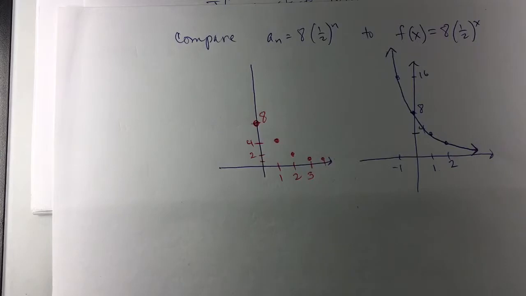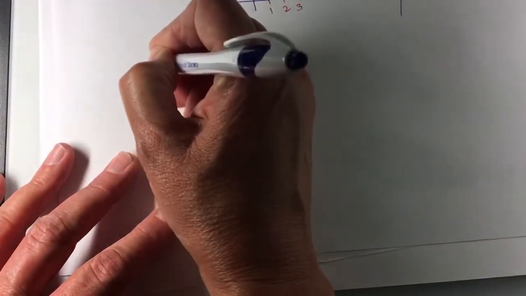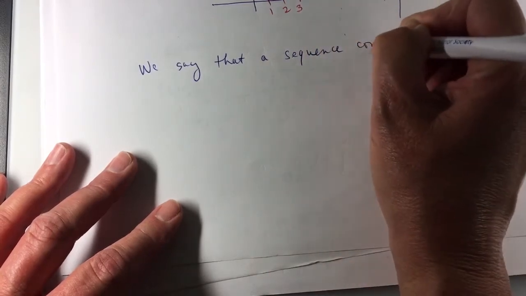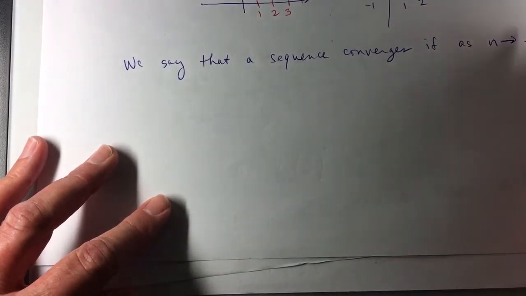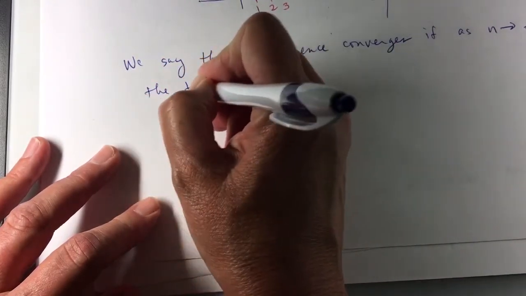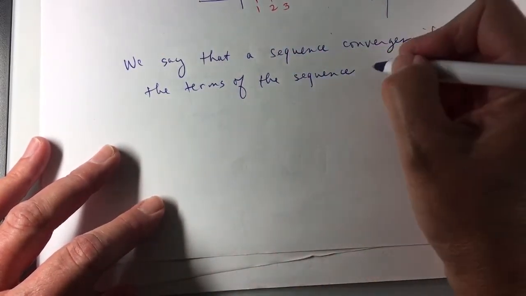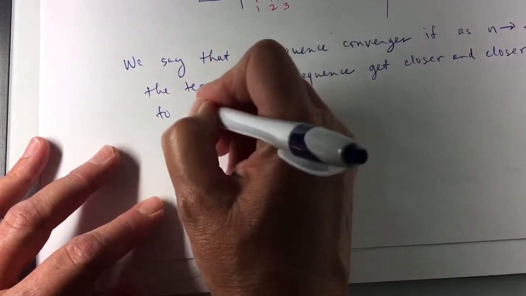And we would say that a sequence converges if, as n approaches infinity, the terms of the sequence get closer and closer to a certain number. And we've kind of been playing around with that. I don't think I've officially written that out for you. So we say that a sequence converges if, as n approaches infinity, the terms of the sequence get closer and closer to a certain number.